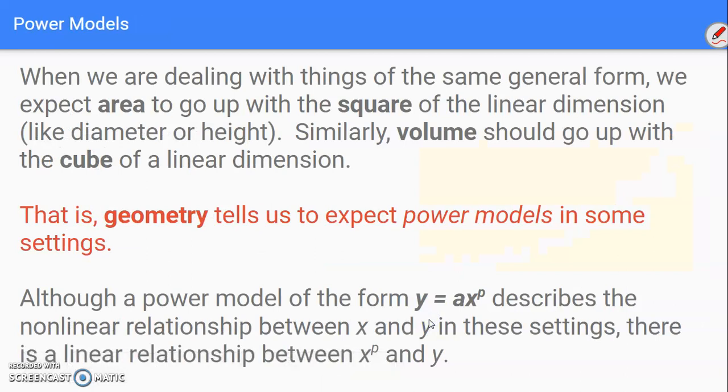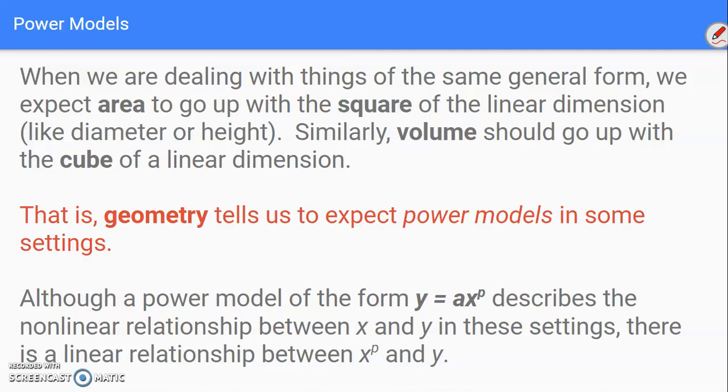So the first type of model that we could be dealing with is a power model. A power model means that as one linear dimension changes, the area of that object changes with the square. So that would be power because it's squared. Similarly, volume and also weight should go up with the cube of the linear dimension. As your length changes by a certain amount, volume is going to change by the cube of that amount. Basically, geometry tells us that power models work in some settings.